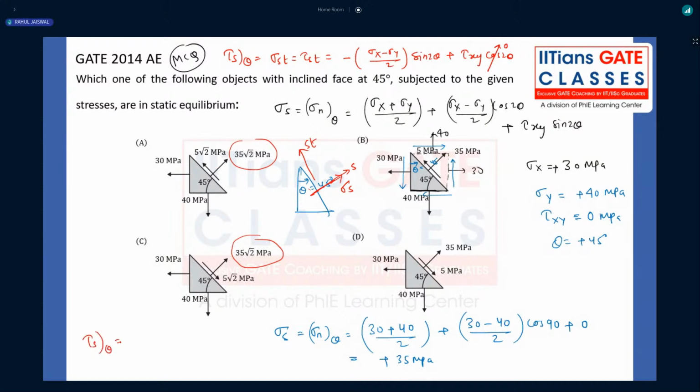Now tell me the value of tau s theta. Sigma x, that is 30 minus 40 divided by 2, sine 2 theta, that will be sine 90, again that will be 1. So what is the value? 5 megapascal, right? So tau s theta we are getting 5 megapascal. When we are getting the positive value, that means it should be acting towards the ST. Then what should be the direction? This will be the direction, 5 megapascal. Now tell me which option is showing the correct diagram.